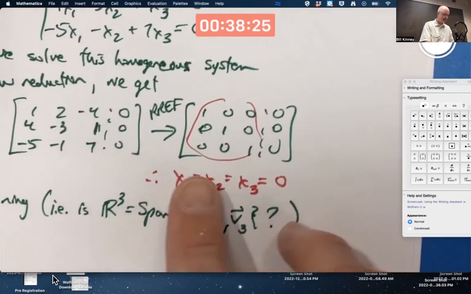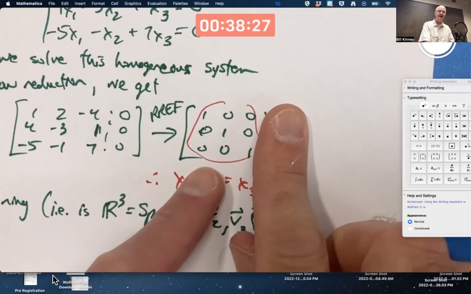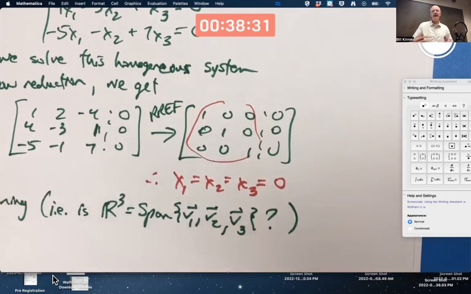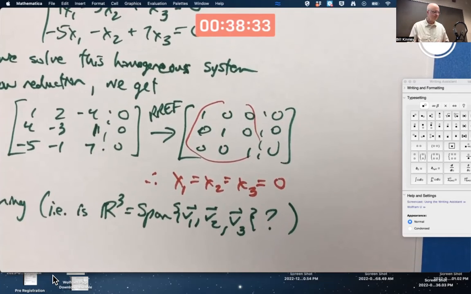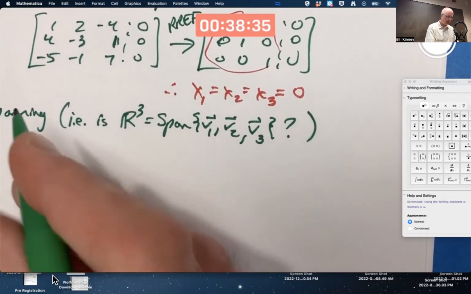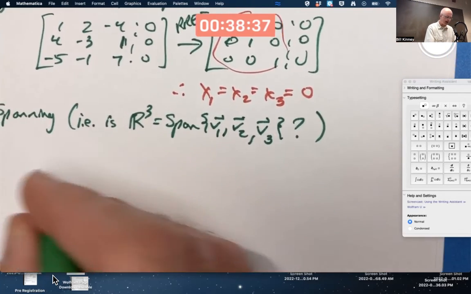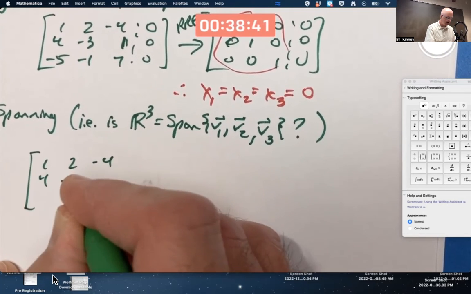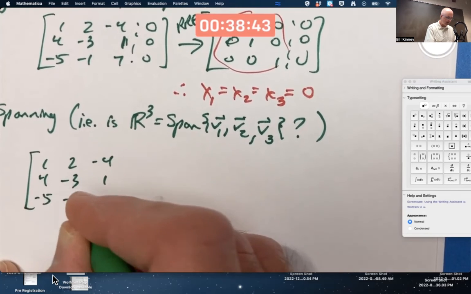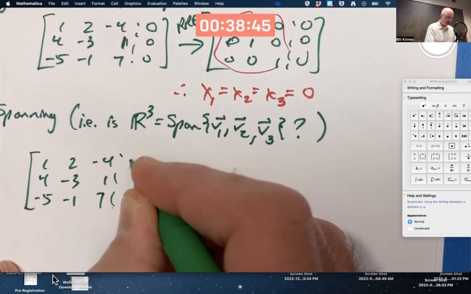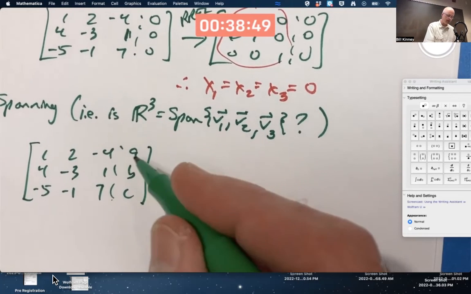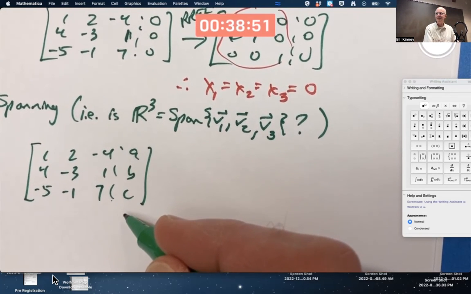Hey, I row reduced the coefficient matrix. I got the identity matrix that's got a pivot in every row. If you were really looking for a fuller proof, you'd want to do a more general REF. I'm not going to write any explanations here for sake of time. If you're really after a more full proof, you'd want to show that you can solve a general system of equations where I have arbitrary numbers A, B, and C there.